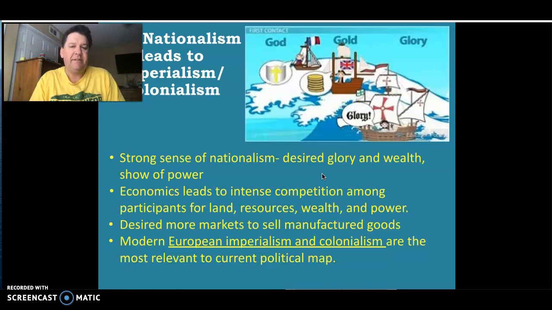The sense of nationalism brings about this desire for glory and wealth of a nation. Take our current policies in the United States. It's important that you understand there's this pride and nationalism, based on where we're at and how competitive we are. A lot of times economics leads to intense competition between others, and there is an intense competition, trust me, around the world for a lot of economics currently.